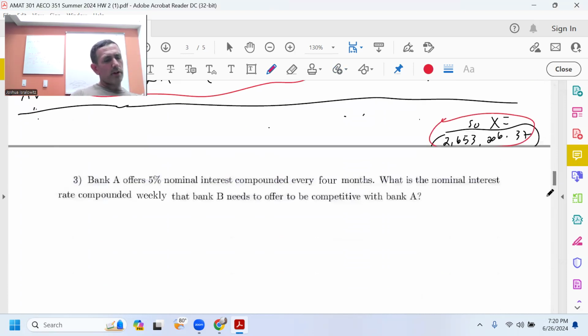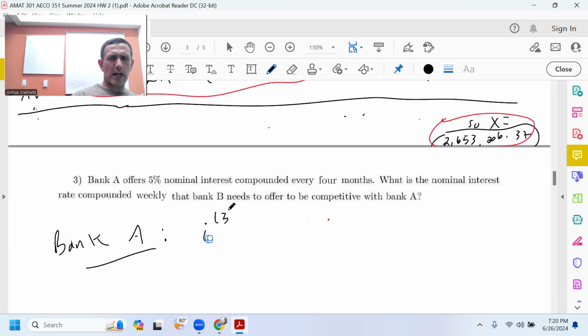Okay, number 3. Most people did this right, but some people didn't. Quite a few people didn't. So let's go through it. So Bank A, we have nominal interest compounded every 4 months. So that's 3 times a year. There's 3 4-month periods in a year. 4 plus 4 plus 4 is 12 months. Not very subtle. So it's 3 times a year.